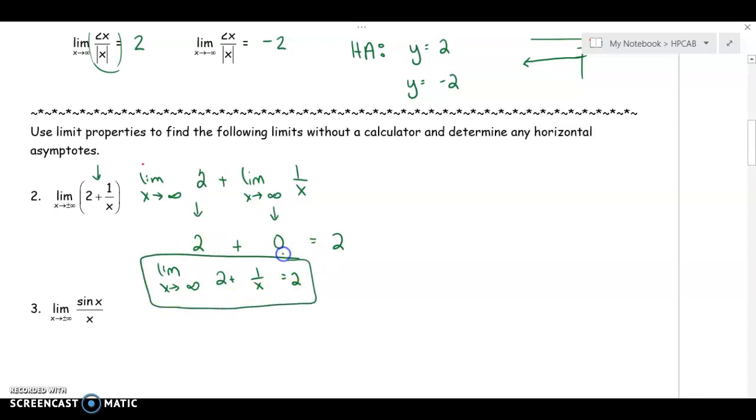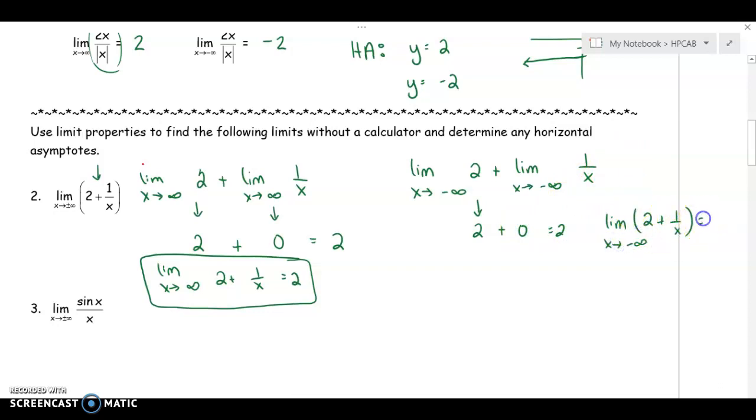Then we need to find the limit as x approaches negative infinity. And to do that, I'm going to split it up again. So I'm going to do the limit as x approaches negative infinity of just 2 plus the limit as x approaches negative infinity of 1 over x. The limit as x approaches negative infinity of 2 is still just going to be 2 because it's like a constant horizontal line there. And the other one, we found it already up above, it's 0. Add them together, you get 2. So the limit as x approaches negative infinity of 2 plus 1 over x is going to equal 2 as well.